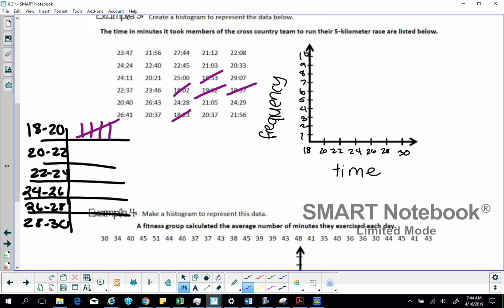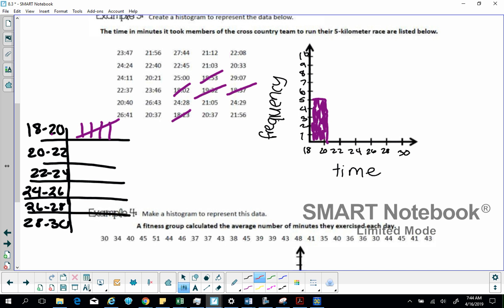So I'm going to go over here. Here's 18 to 20's interval, and I'm going to drag this up to 5. Let me just color it in. You can color it in. That's just me being a little extra. So make sure, I would definitely cross them out so that you don't have to look at them.